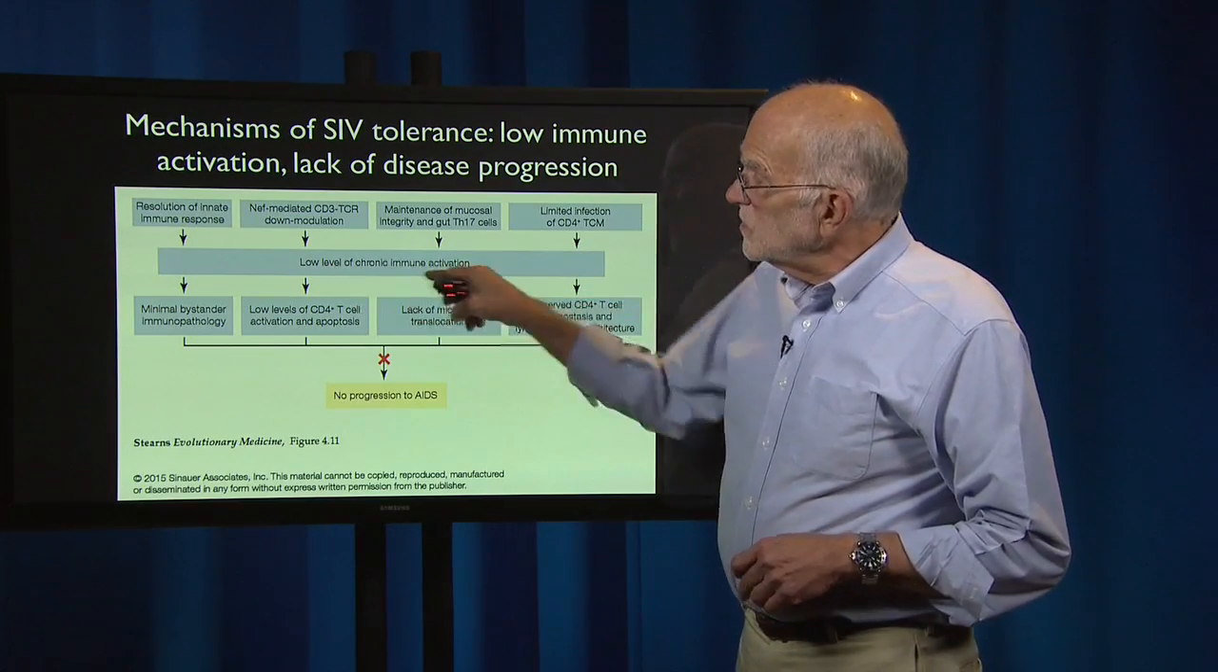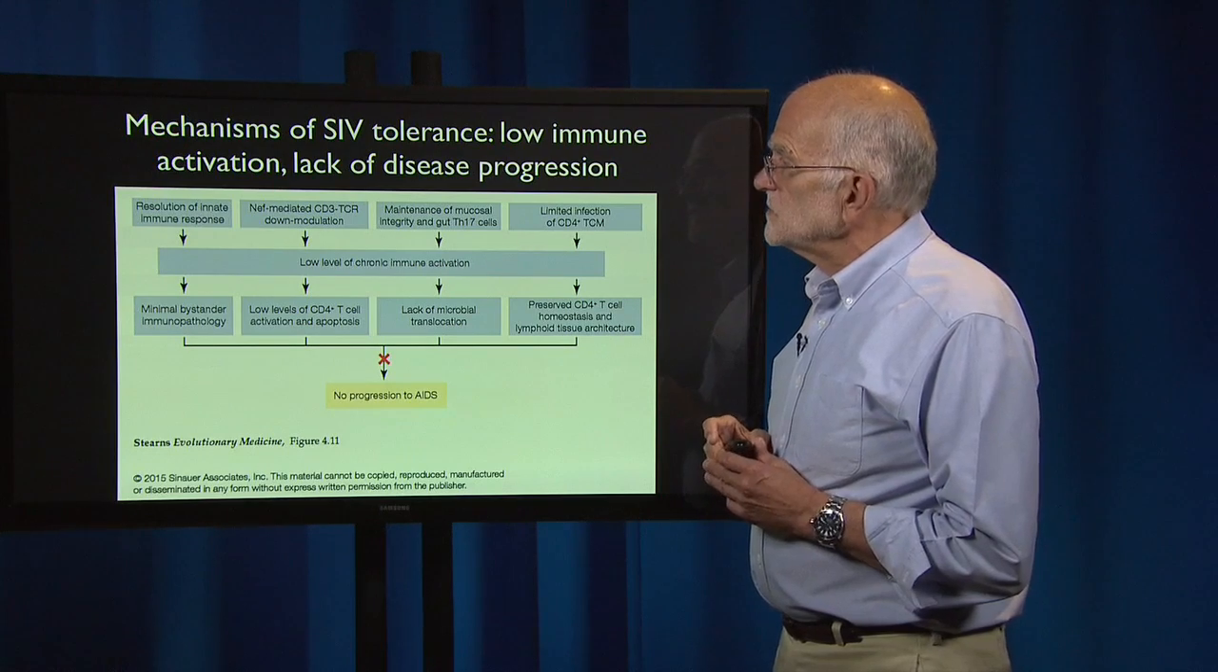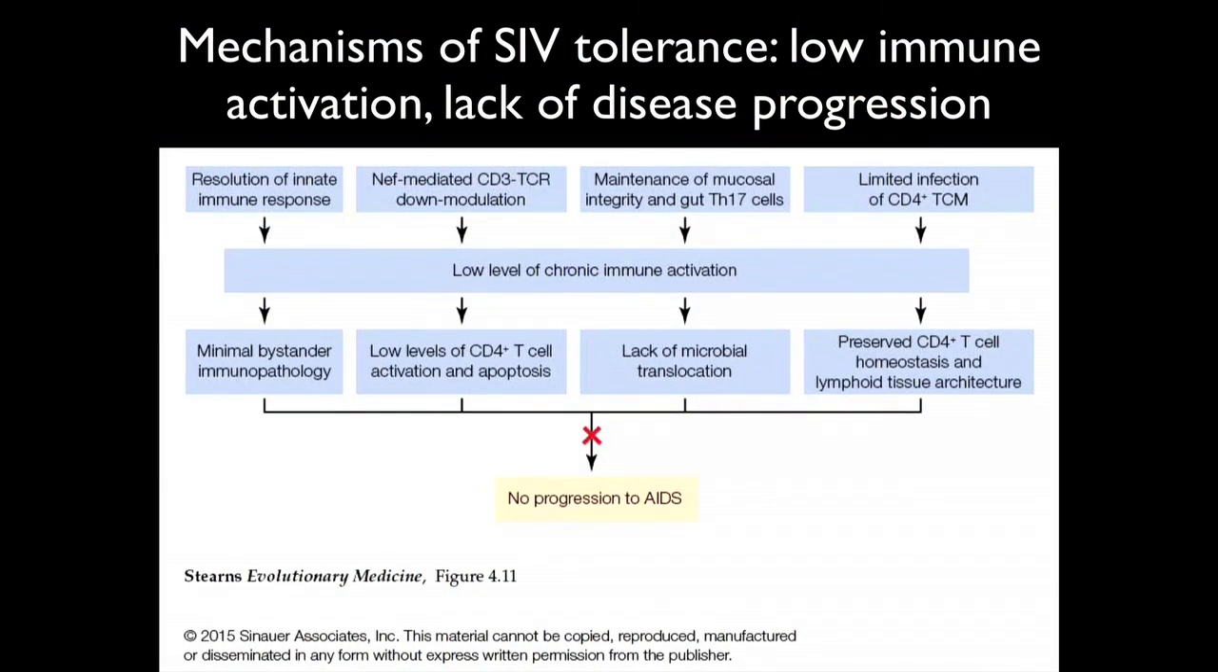That leads to a low level of chronic immune activation. There is minimal bystander immunopathology. There are low levels of T cell activation and apoptosis. There is a lack of microbial translocation, and there is preserved homeostasis of T cell populations and lymph tissue architecture. So all of that leads to no progression to AIDS in African green monkeys.